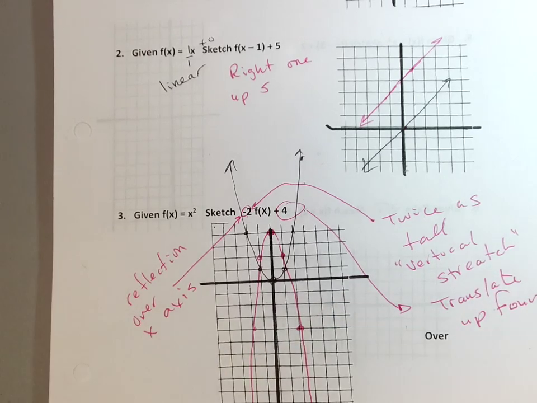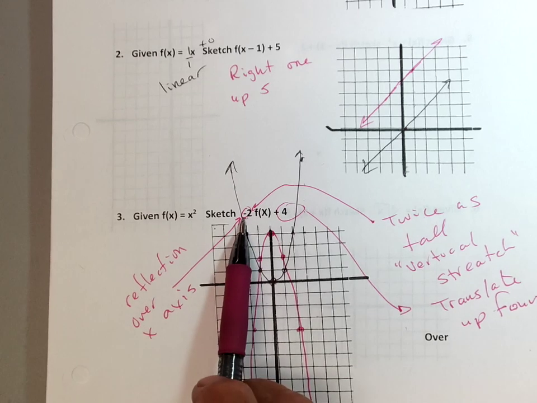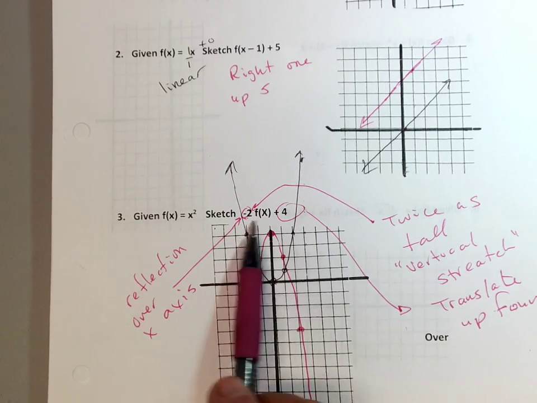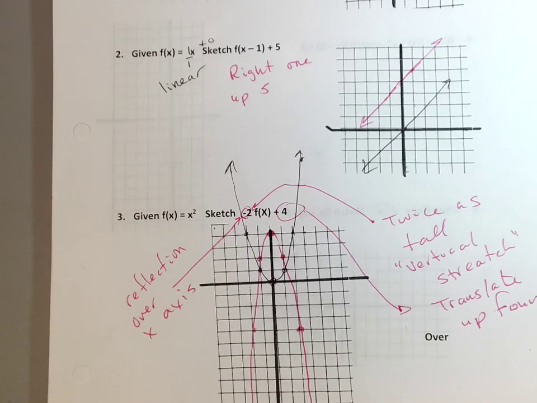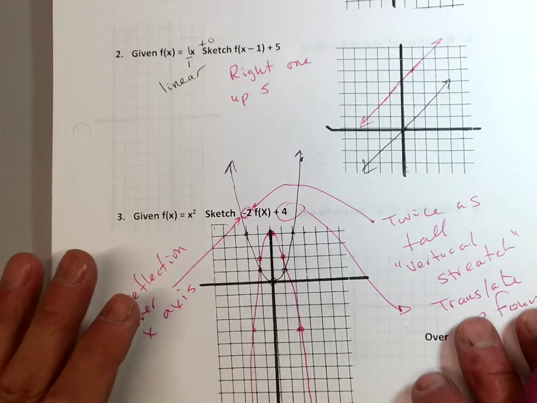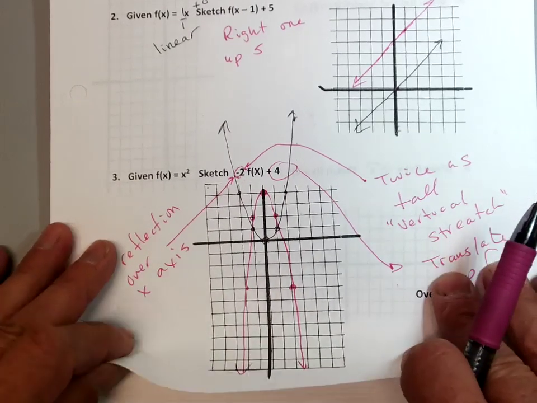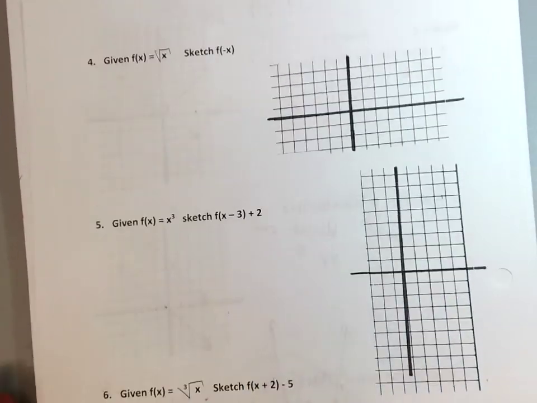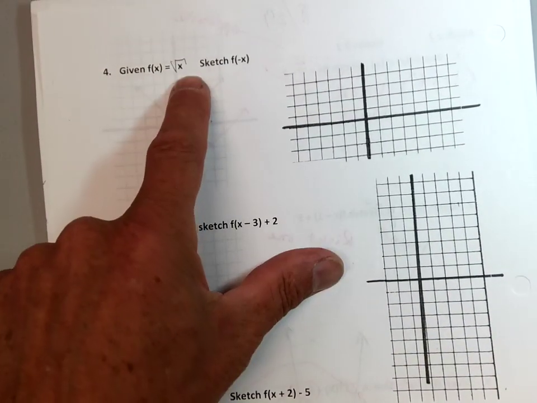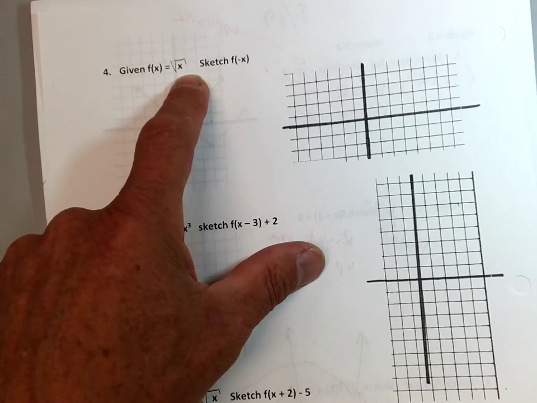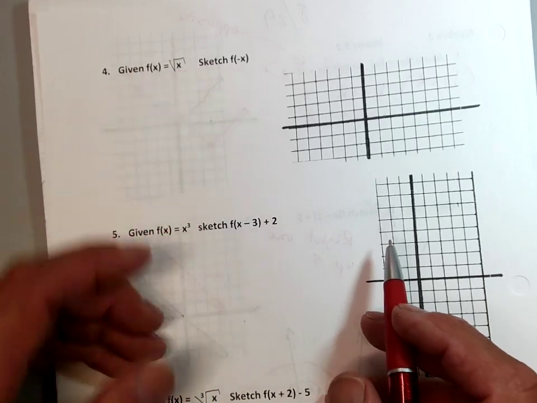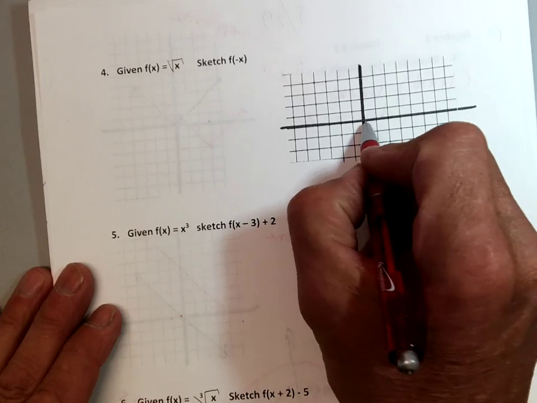Thumbs up? We had 3 different things. We had a reflection, we had a vertical stretch, and we had a translation up 4. Okay? Turn the page. Am I okay? All right, stop me if you get confused, okay? Now 4. This is a square root graph. So a square root graph looks like this, okay? Square root graph. So put your pencil right at 0, 0.